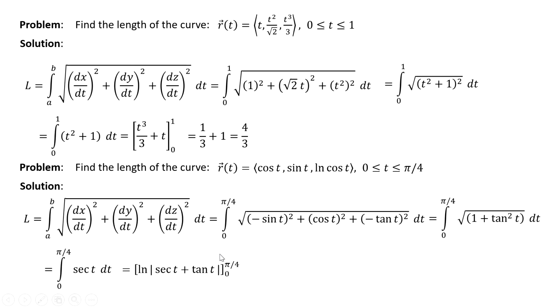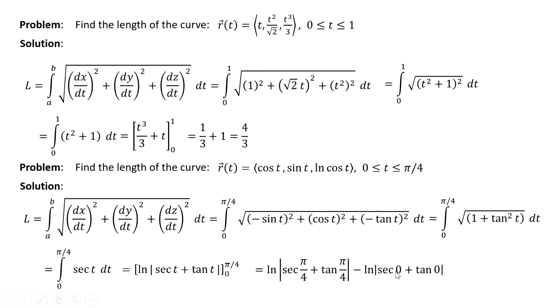So plug in the upper limit pi/4 and subtract from that what you get when you plug in the lower limit. The secant of pi/4 is the reciprocal of the cosine of pi/4. The cosine of pi/4 is square root of 2 over 2. So the secant of pi/4 would be the reciprocal of that, 2 over square root of 2, which is just square root of 2, right? And the tangent of pi/4 is just 1. So the inside stuff is square root of 2 plus 1. Natural log of that on the outside.